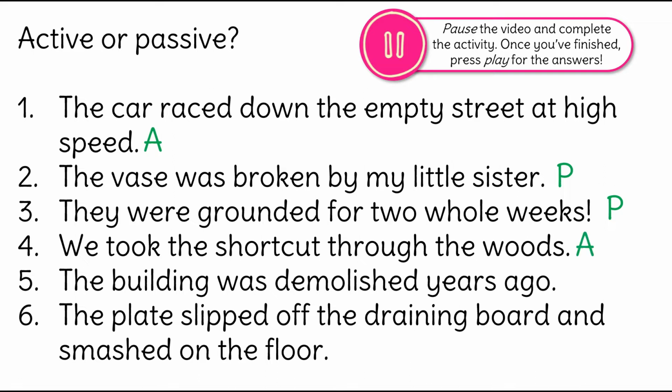Number 4 is an active sentence. We took the shortcut through the woods. If it was passive, it would say something like the shortcut was taken, and that would be a bit clumsy. Number 5, the building was demolished years ago is a passive voice, was demolished. If it was active, it would say something like they demolished the building. Number 6, the plate slipped off the draining board and smashed on the floor is an active sentence.